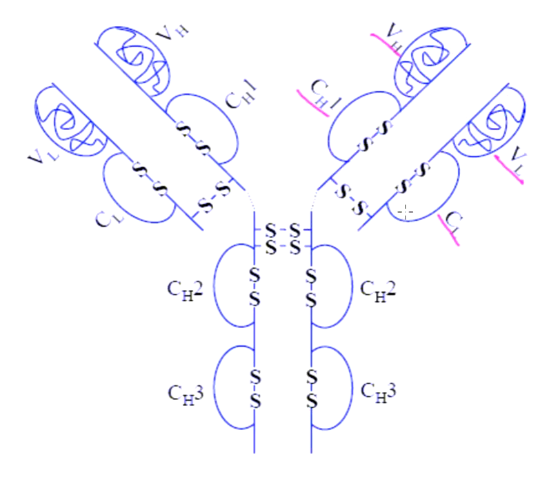Now, two terms to know in reference to both variable and constant are the terms idiotypic and isotypic. So, idiotypic and isotypic. And idiotypic is associated with the variable regions of an antibody, and isotypic is associated with the constant regions of an antibody.